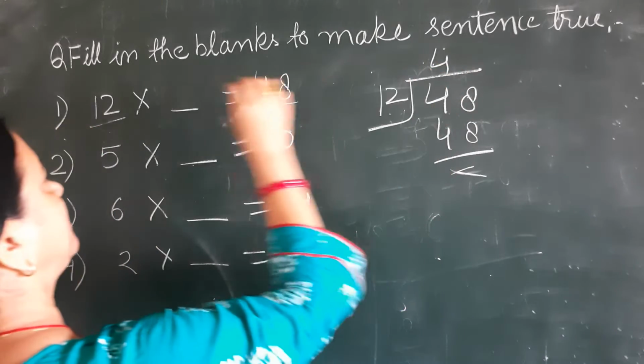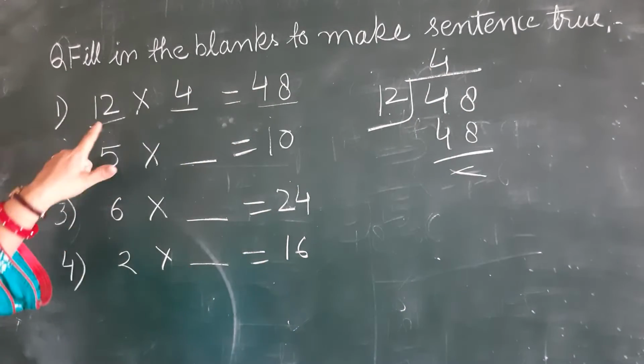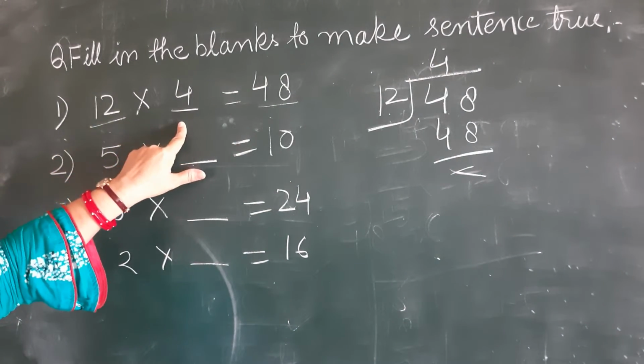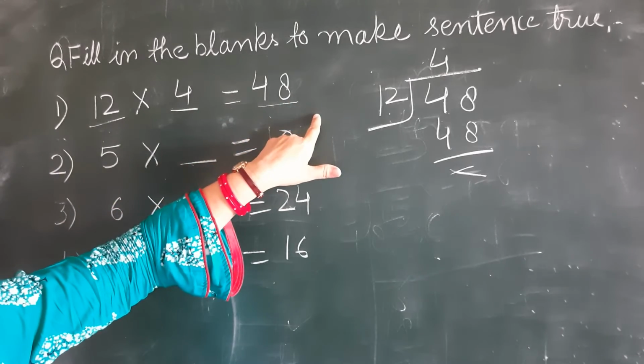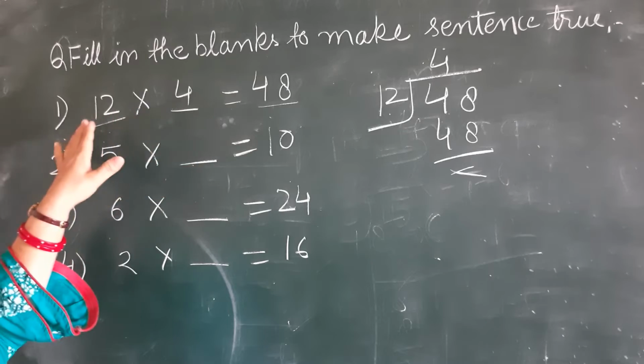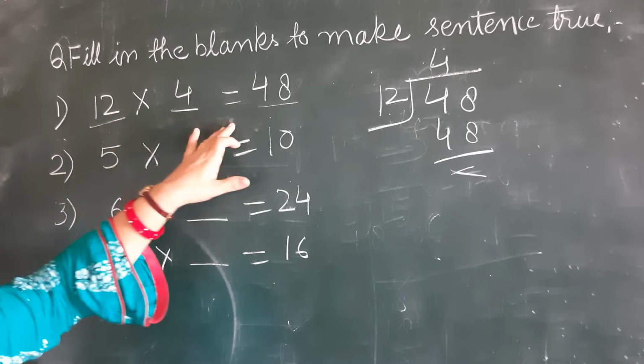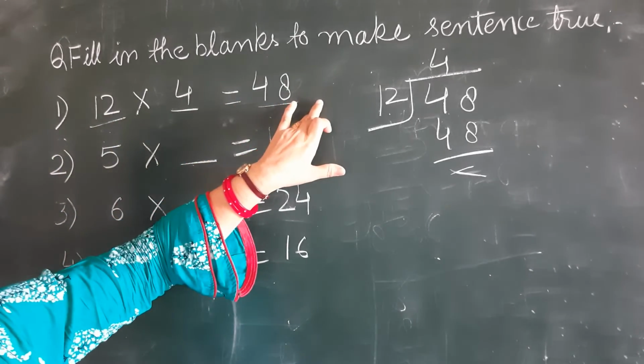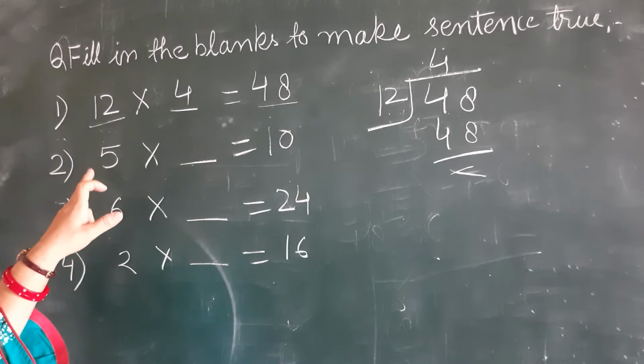So what will come here? 4. So 12 4 ja 48, which is equal to this side. Okay. We have to find the digit such that the product of the two is equal to this side. Okay, student. In the same way, we have to do the second one.